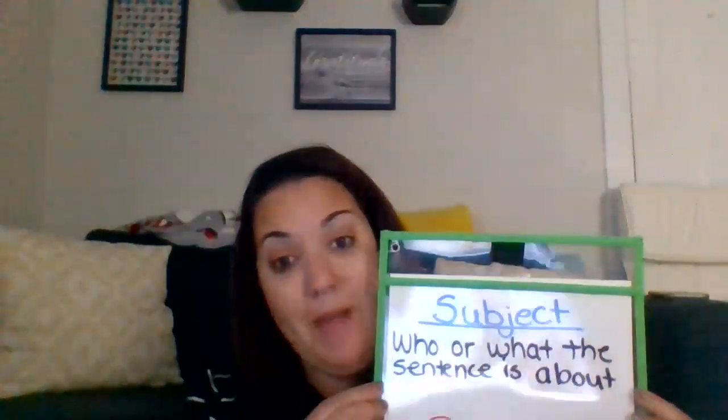Hi, everybody. Today we're going to learn about writing a complete sentence. When we write a complete sentence, we need to have two things. We need to have the subject and a predicate. A subject is who or what the sentence is about.